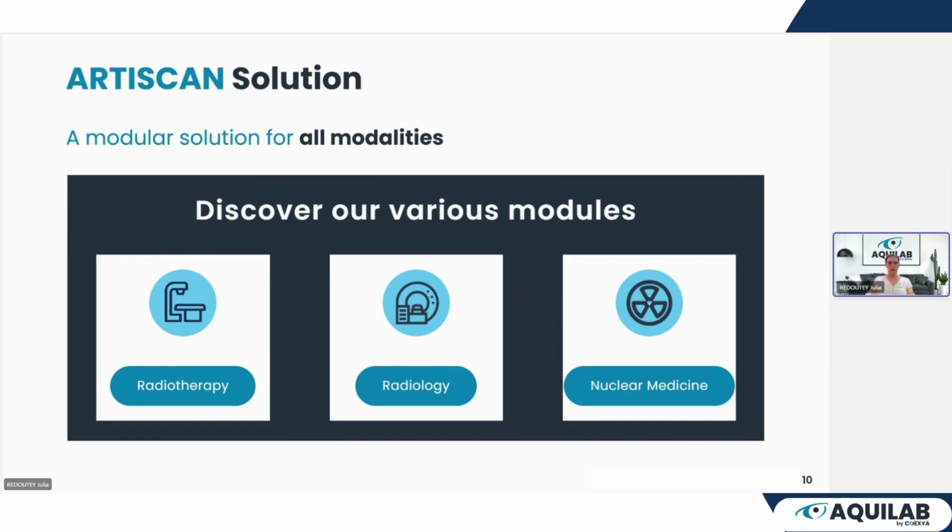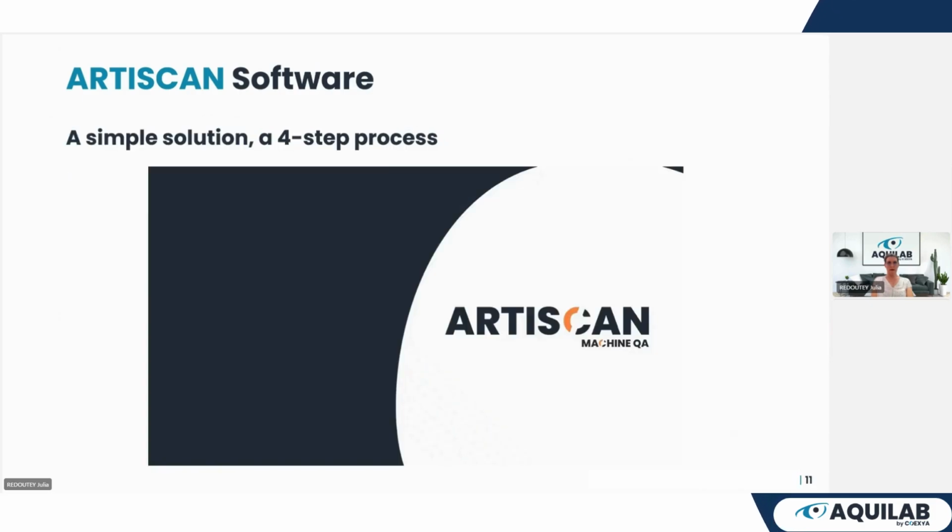The software is a modular solution for all modalities, including radiotherapy, radiology, nuclear medicine. It can manage a large range of machine phantoms and modalities. ARTISCAN software is a simple solution with a 4-step process. I will let you watch a short video, which will give you a better understanding of the workflow.